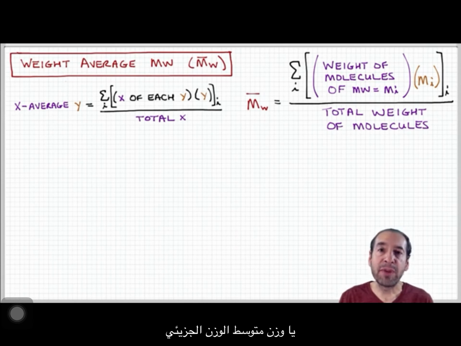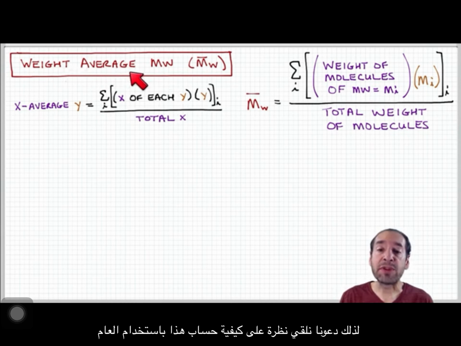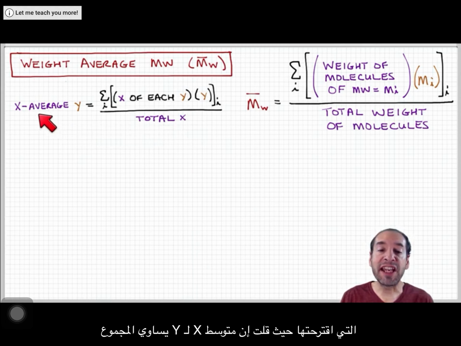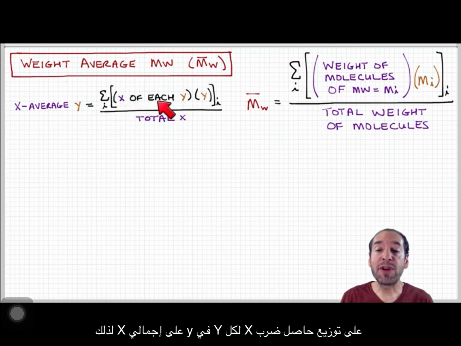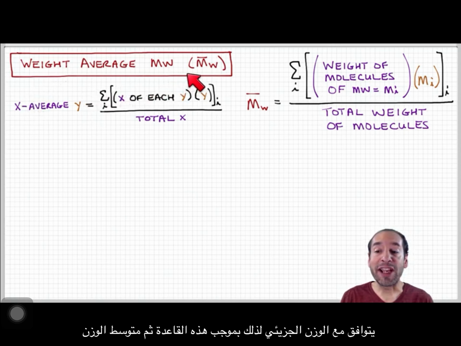The weight average molecular weight is another parameter that's used to characterize chain length in polymer systems. So let's take a look at how we would calculate this using the general rule that I proposed, where I said that the x average of y is equal to the sum over the distribution of the product of x of each y times y over the total x. So notice that in this framework, weight corresponds to x and y corresponds to molecular weight.